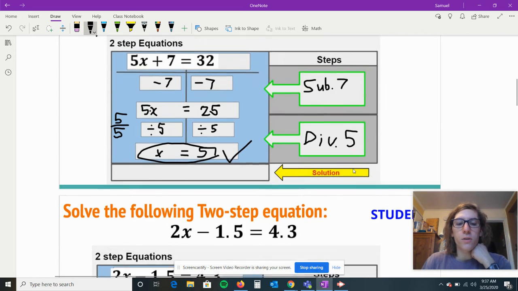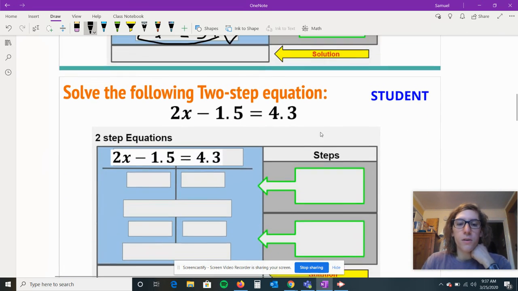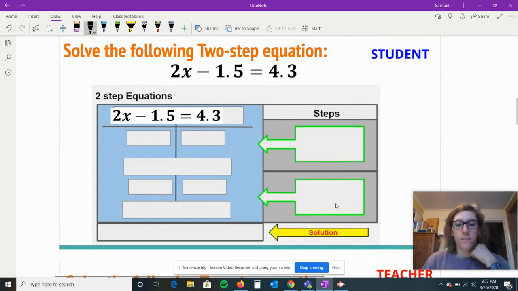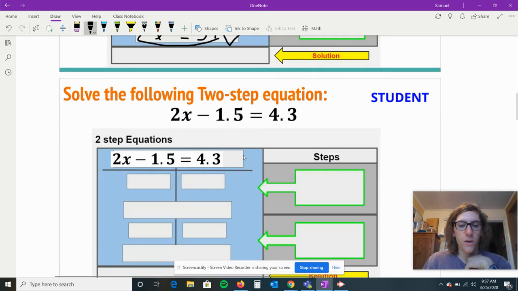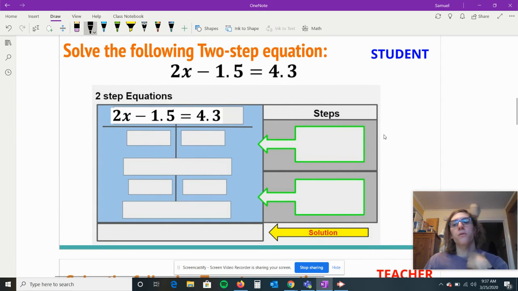Okay, so I want you to scroll down. I want you to try this problem on your own. Go ahead and pause the video now so you can check and see if you can do this one. Use a calculator if you need to for the decimals, and then when you resume, we will check the answer.